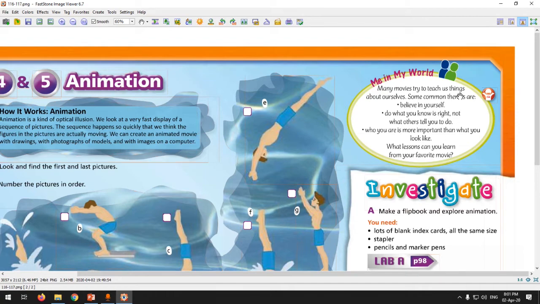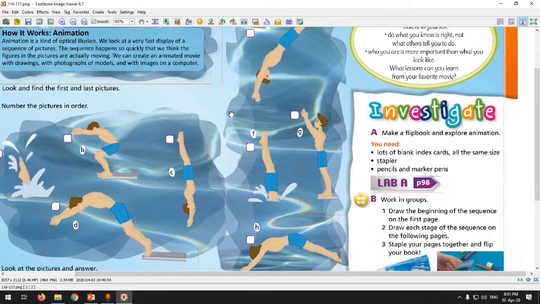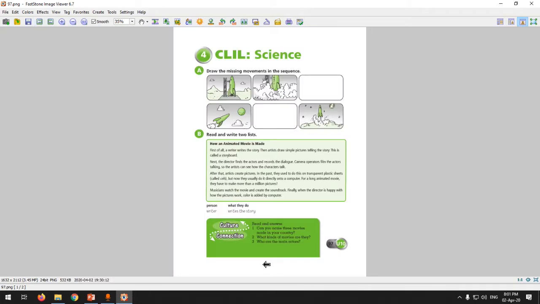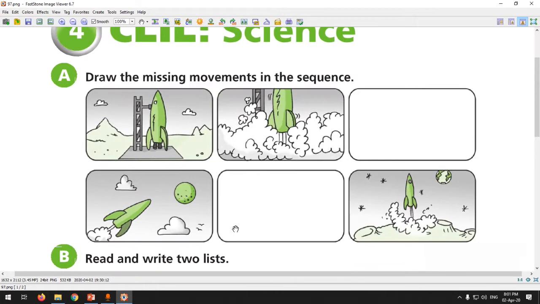Okay, you can answer this question totally by yourself. After you finish, I want you to open your language activity book on page 97. Here we're gonna draw the missing movements in the sequence, all right?